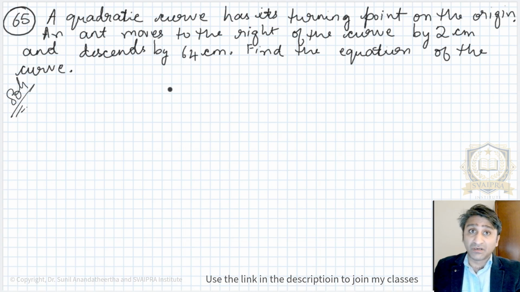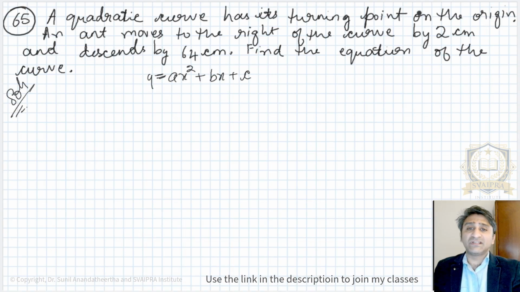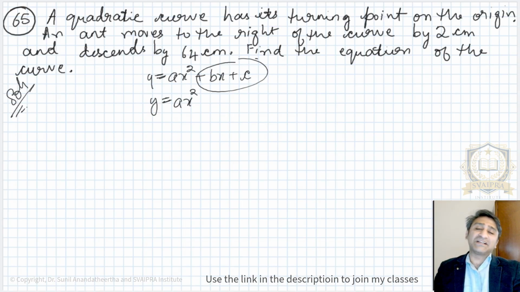So we have the general equation for the quadratic curve, which is y equals ax squared plus bx plus c. With this we have been given that it has its turning point on the origin. So whenever we have a graph or a parabola with its turning point on the origin, these two terms are going to be zero. So we have an equation basically like y equals ax squared. That's the way in which our equation has been provided.